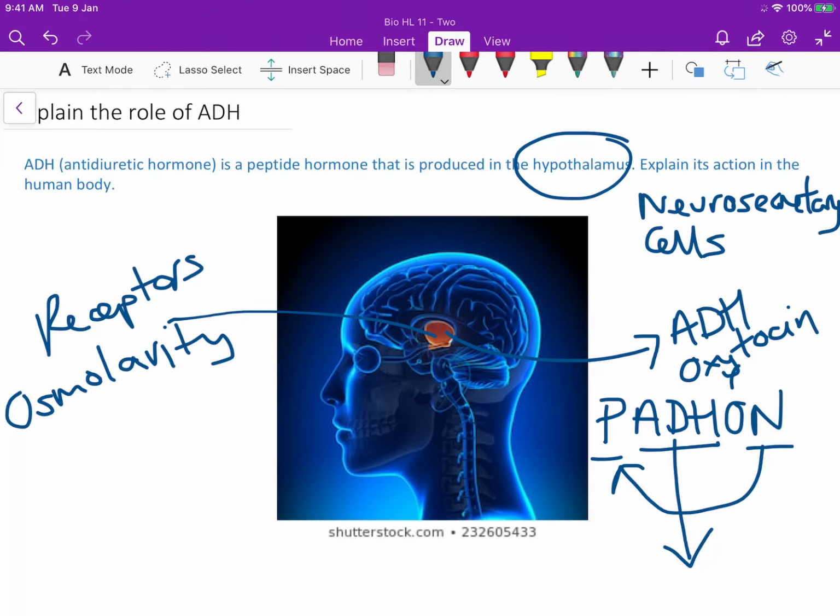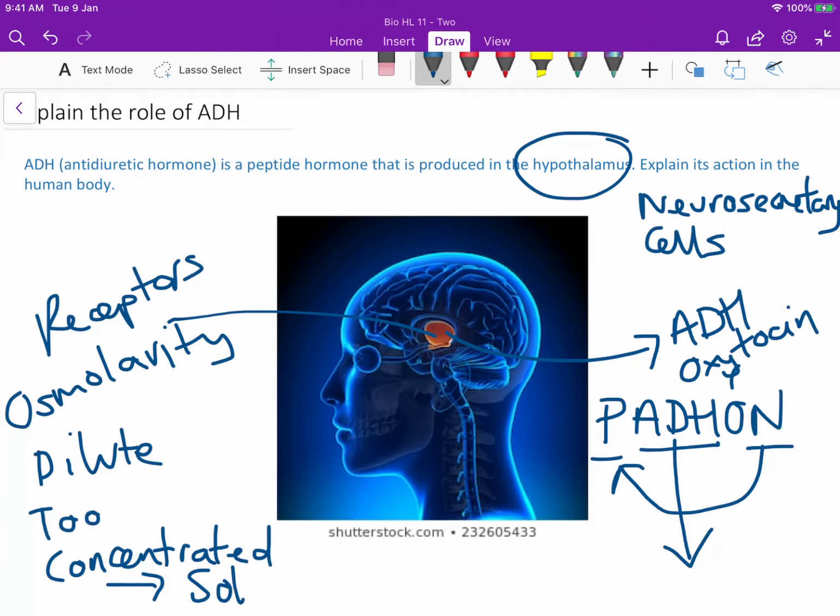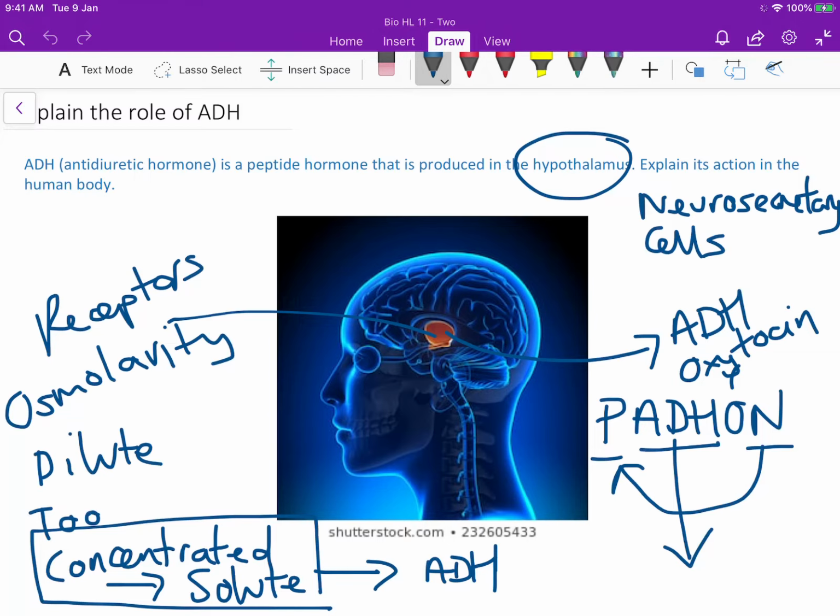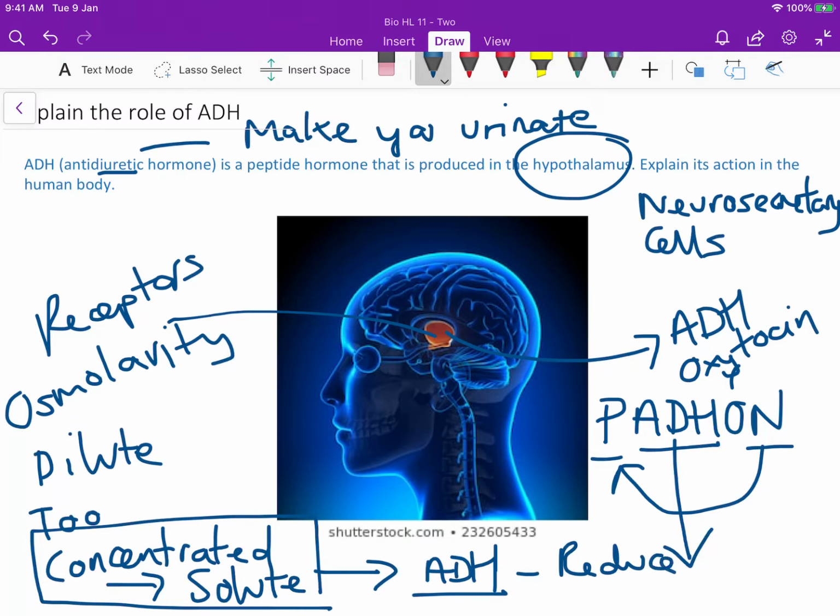If we get blood that's too dilute or too concentrated, and by too concentrated we mean solute concentration, so salts and sugar, if there's too much salt and sugar, then the brain needs to switch on and do something. So what it detects is too concentrated, and that leads to the release of ADH, because a diuretic is something that makes you urinate, makes you pee. So this is anti-make you pee. This hormone is going to reduce, you're still going to urinate, but you're just going to reduce the water content of the urine.